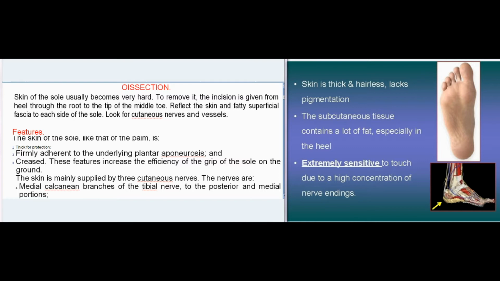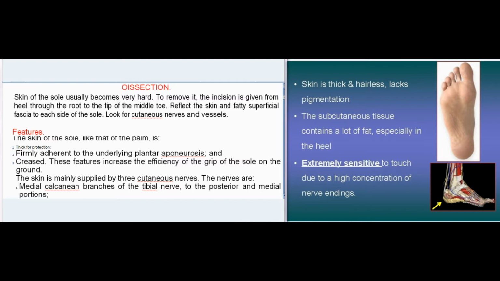Features. The skin of the sole, like that of the palm, is 1. Thick for protection, 2. Firmly adherent to the underlying plantar aponeurosis, and 3. Creased. These features increase the efficiency of the grip of the sole on the ground. The skin is mainly supplied by 3 cutaneous nerves.